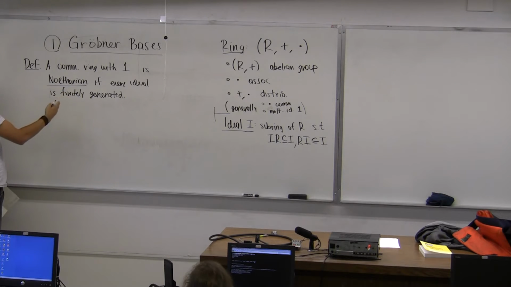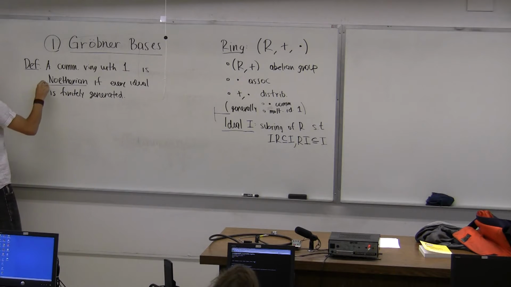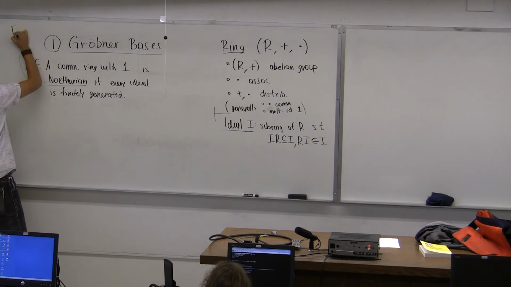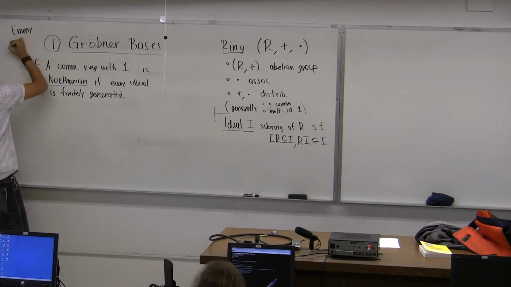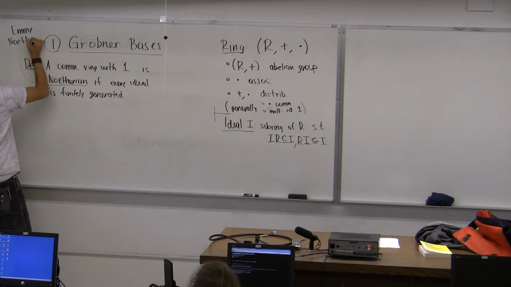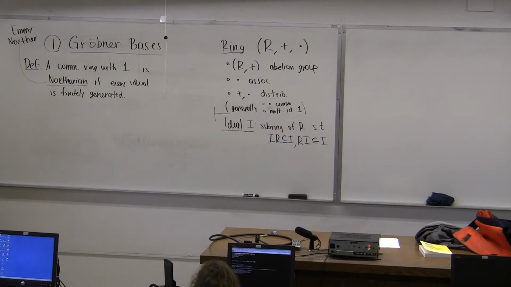This word Noetherian is not really an English word. Maybe it is now, but this is after the mathematician Emmy Noether. I don't know how to pronounce her last name. Noether? Noether.